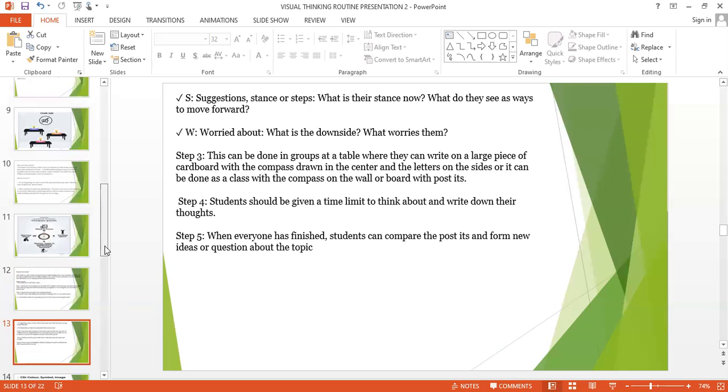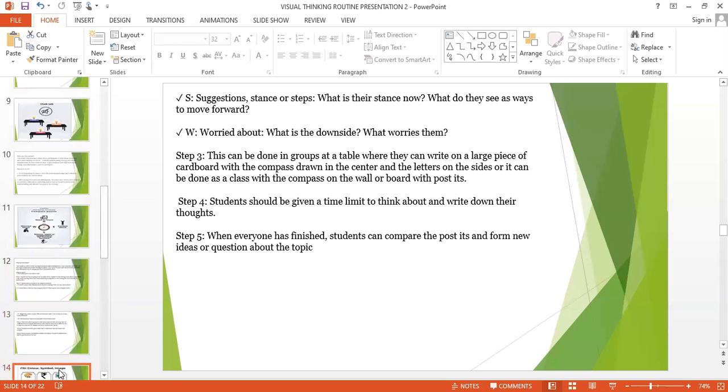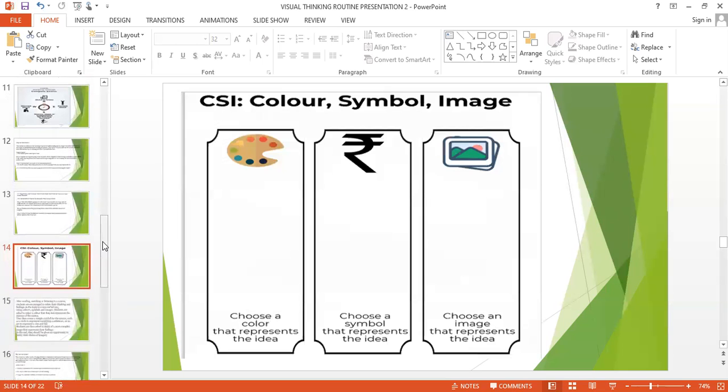So, the next routine in the list is CSI, that is color, symbol and image. So in this routine, students can choose a color that represents the idea, or they can choose a symbol that represents the idea, or students can choose an image that represents the idea.